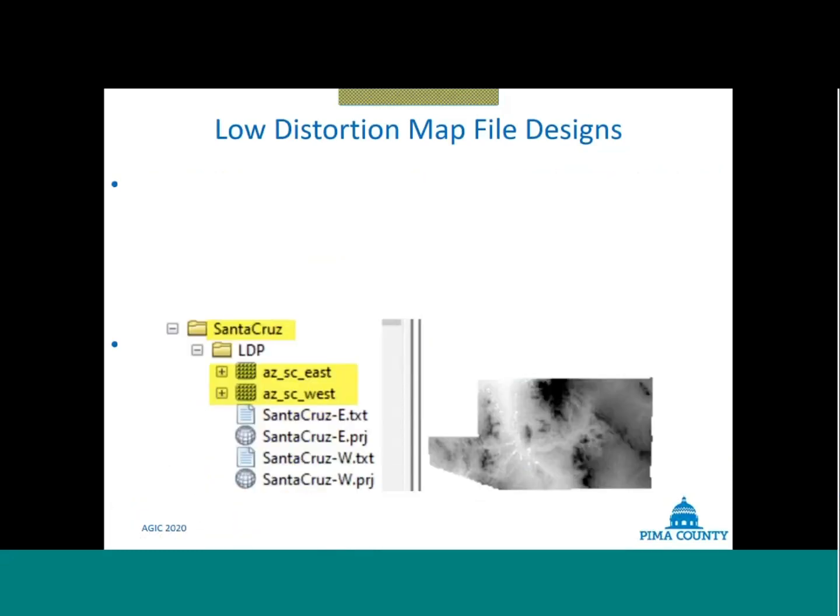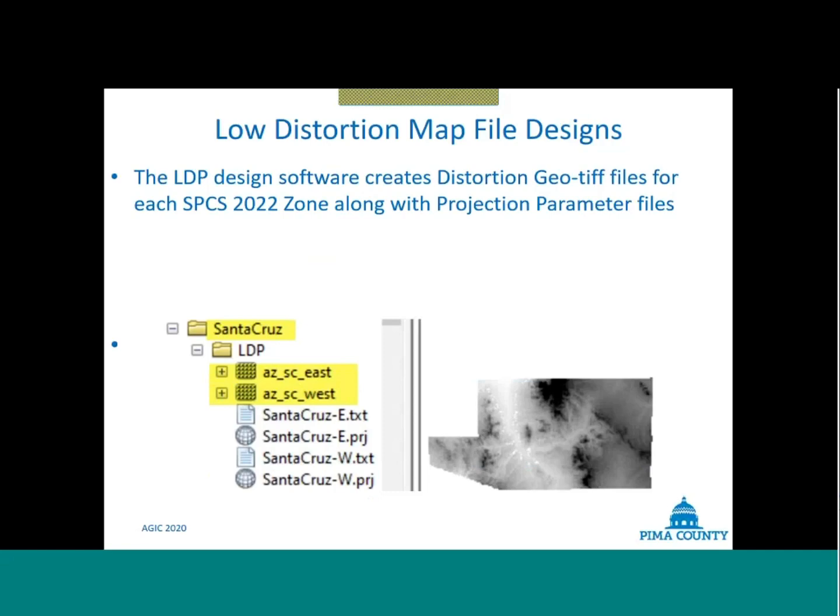Moving on, the LDP design software that was used, that Brian will be talking about in his presentation shortly, creates what we refer to as distortion geotiff files for each state plane zone that we design, along with the projection parameter files as well. And all that information is, again, planned to be made accessible at the AGIC website at some point in the future. We haven't got to that point, but that's part of our long-range plans. Currently, what you're looking at here is Santa Cruz County, which had 2 basic geotiffs that were part of the LDP design. And what was done, the distortion files were clipped by the zone boundaries for State Plane 2022.